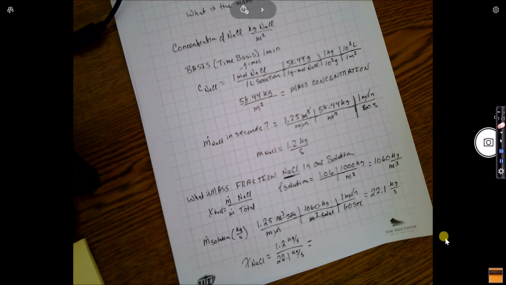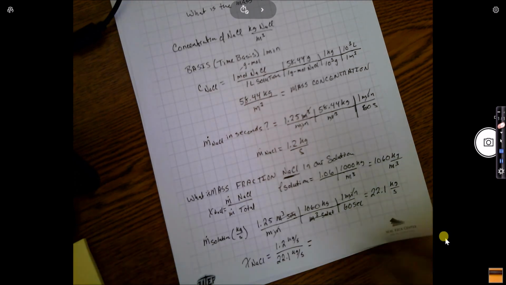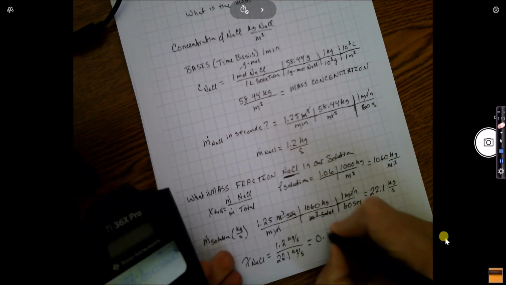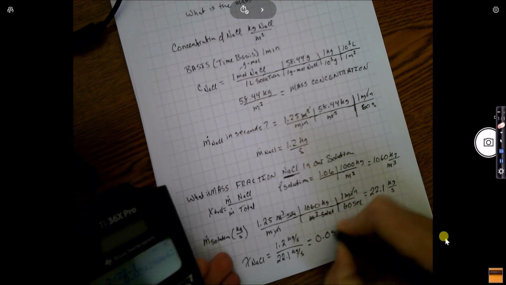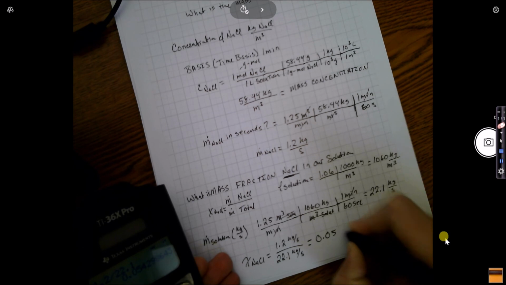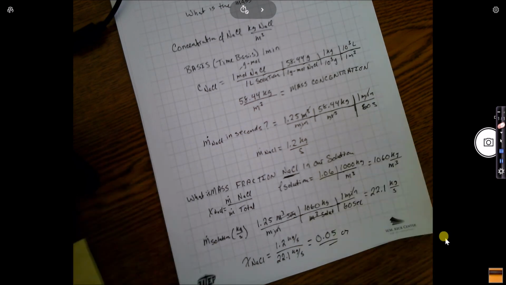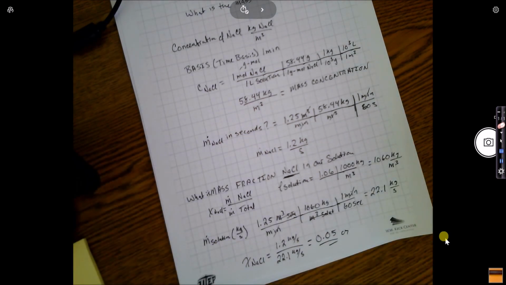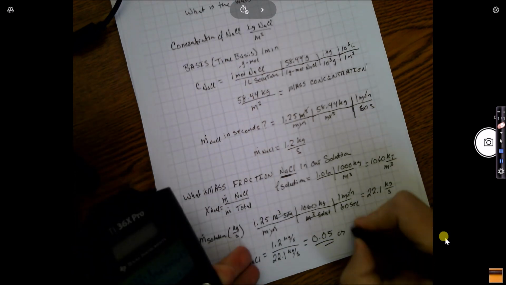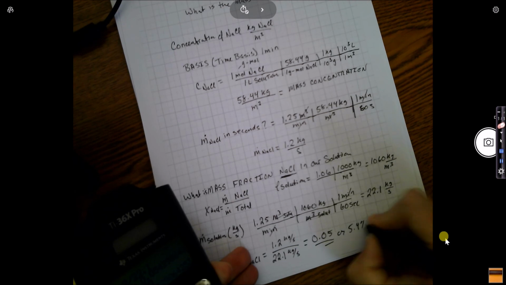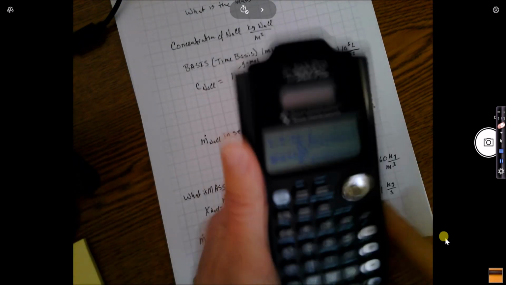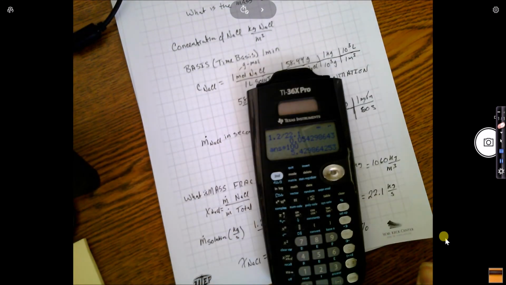1.2 divided by 22.1 equals 0.05. Or if we multiply that times 100, we'll just go ahead and put 5.4%. I had some extra digits on my calculator if you care to inspect.